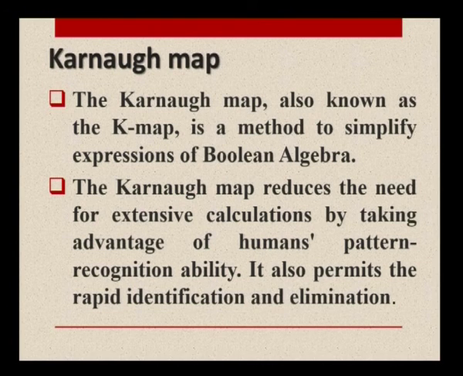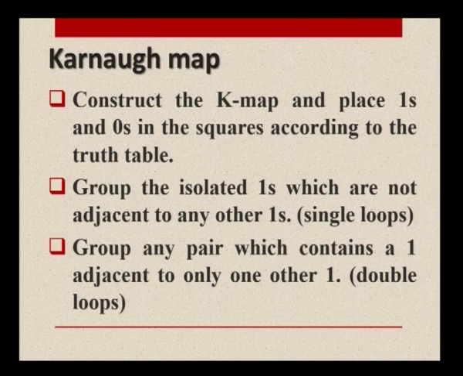So, in a nutshell, Karnaugh map makes use of the human recognition ability, the pattern recognition. We need to represent the zeros and ones according to the expression in the Karnaugh map and identify how they are placed, how they appear in the Karnaugh map. So, let us see what is a typical Karnaugh map for 2 variable, 3 variable and 4 variable expressions. We need to construct the Karnaugh map and place ones and zeros in the squares according to the truth table.